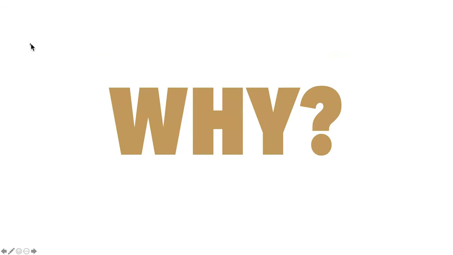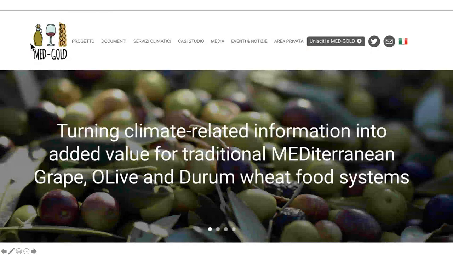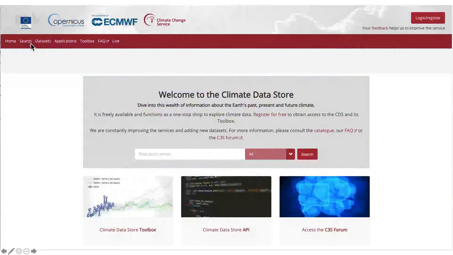Let's go back to what we are trying to achieve with this project. This is straight from our homepage. We want to turn climate-related information into added value, which means 2 things. First of all, climate-related information is already available, as you know, because you have worked a lot with data straight from the CDS during the Living Lab. And the second point is that you need to do some work to turn this information into added value for these 3 crop systems.